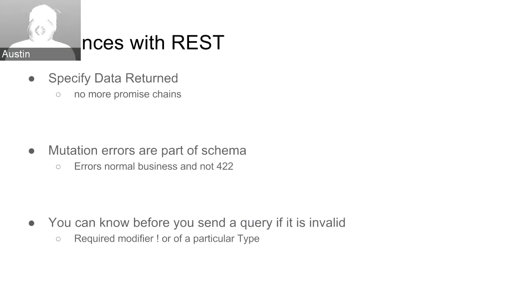The mutation errors are considered a part of the schema. So errors inside of your mutations are business as usual. You don't convey that with a 422 response or even a 400 response. It is just a success or failure, and that's something that we've defined ourselves. And a lot of times you can know if something is a really invalid query before you send it up, and that lets you do some really rich client-side validations and not bug the server whenever you know that something's going to just fail if you send it up anyway.